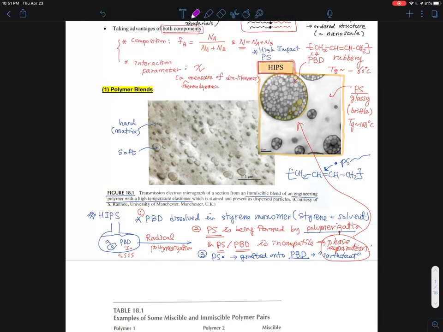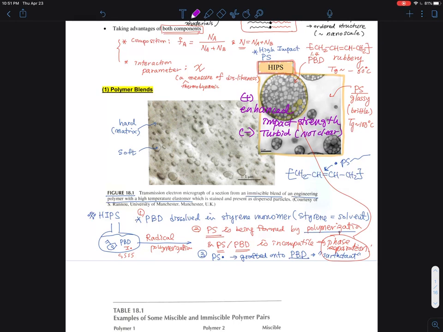So it has the good thing, enhanced impact strength. But what are the downsides of HIPS? It becomes turbid, right? In other words, it's not clear.